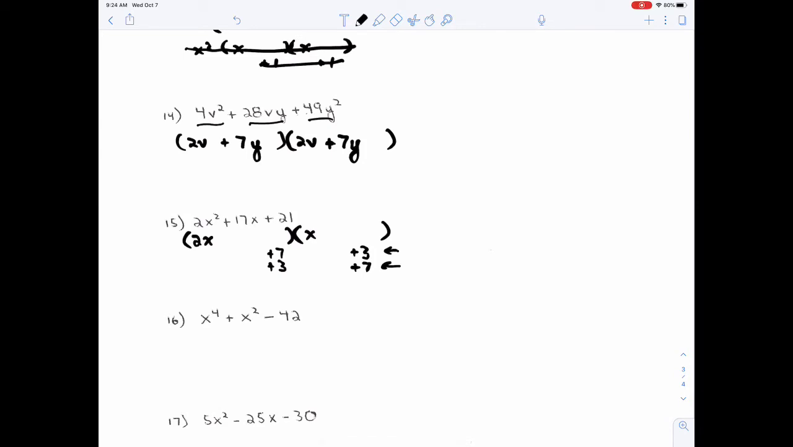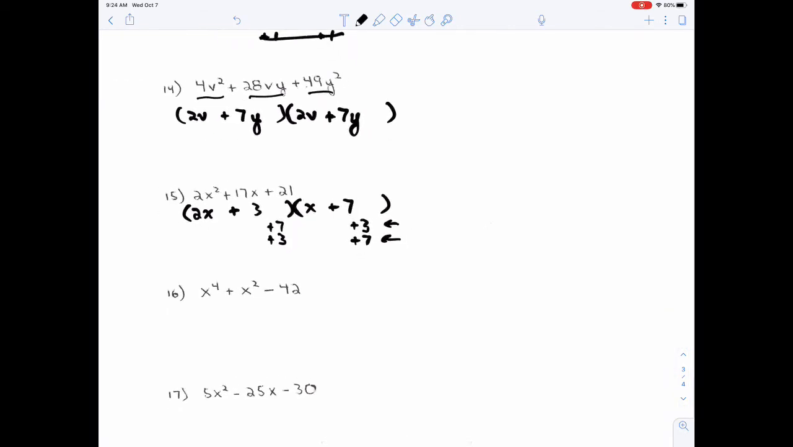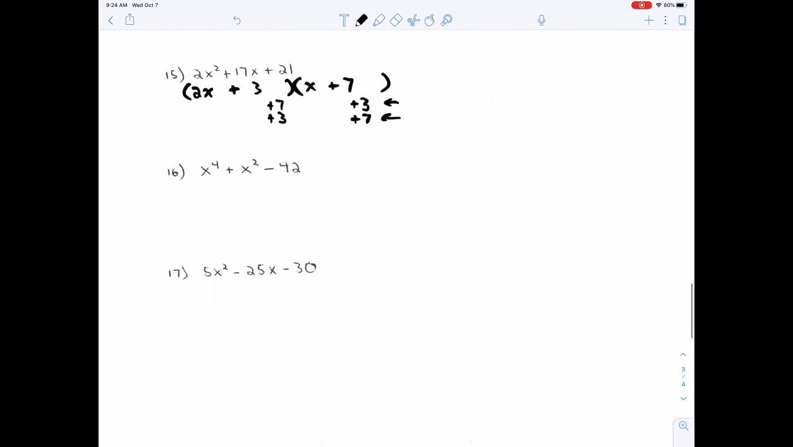If you're not writing down these trials, these lines here, you're not going to know what you've tried and what you haven't tried. See where it was 7 and 3 on the first one and 3 and 7 on the second one? If you're not writing them down, you're not going to know if you've done it or not. As long as it works for the first term and the last term, all you have to worry about is the middle term.